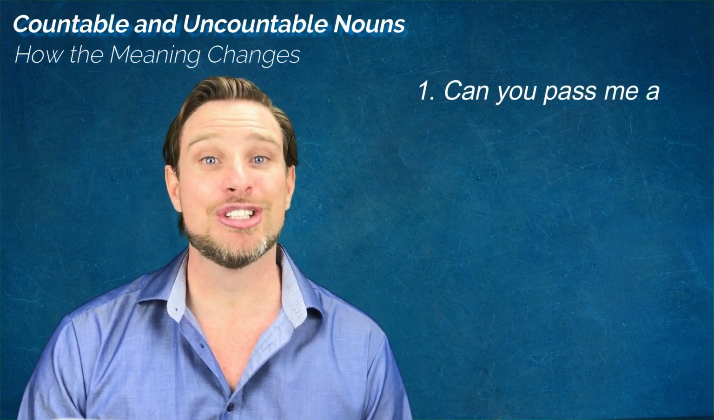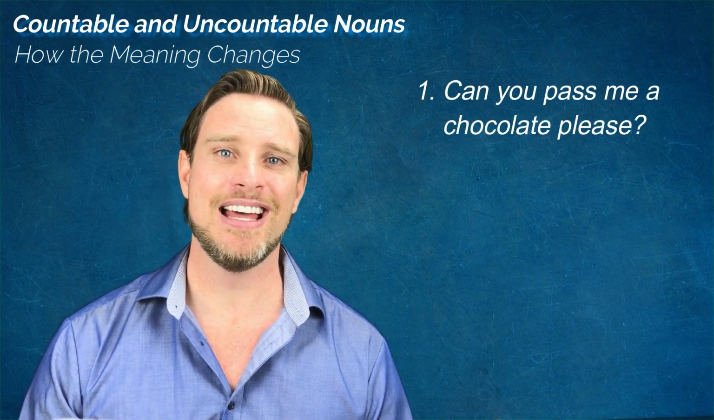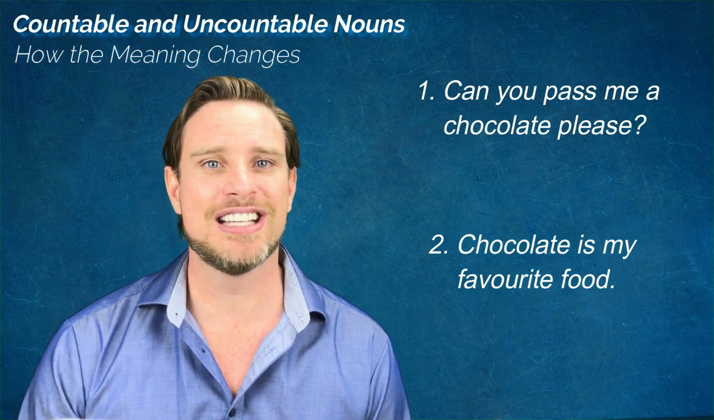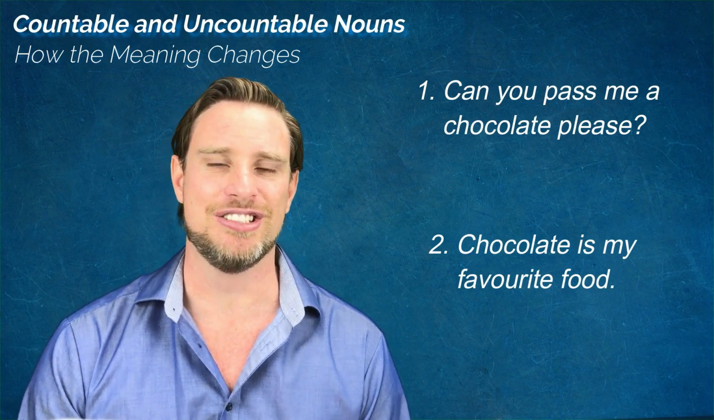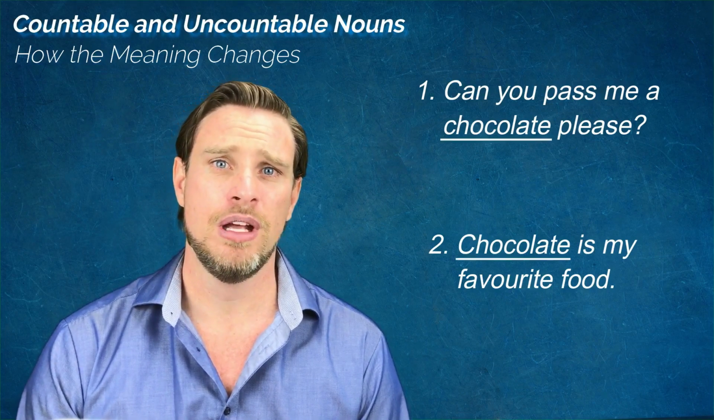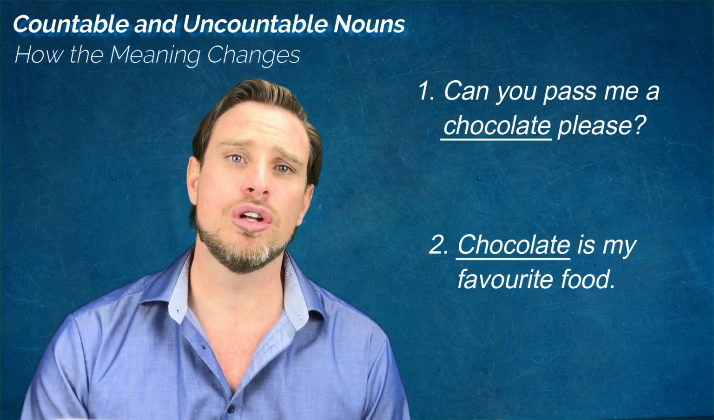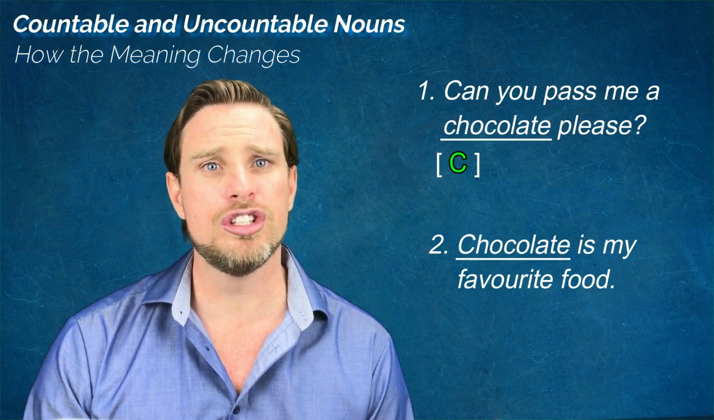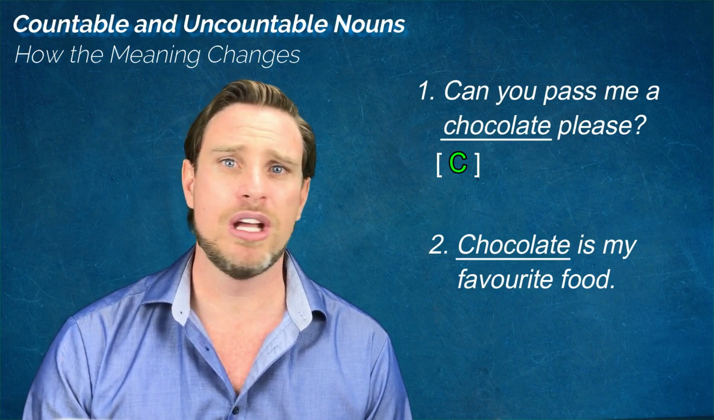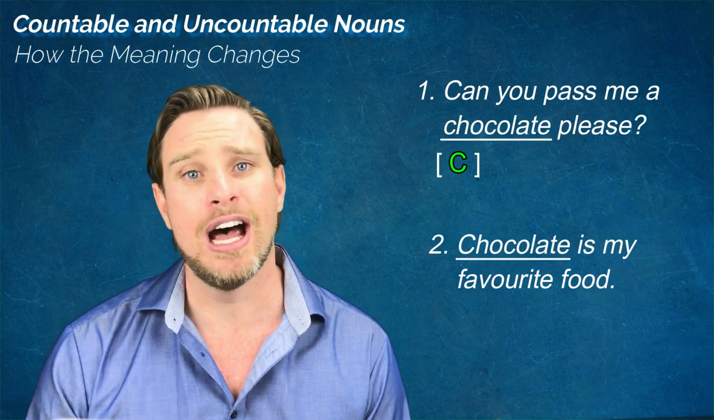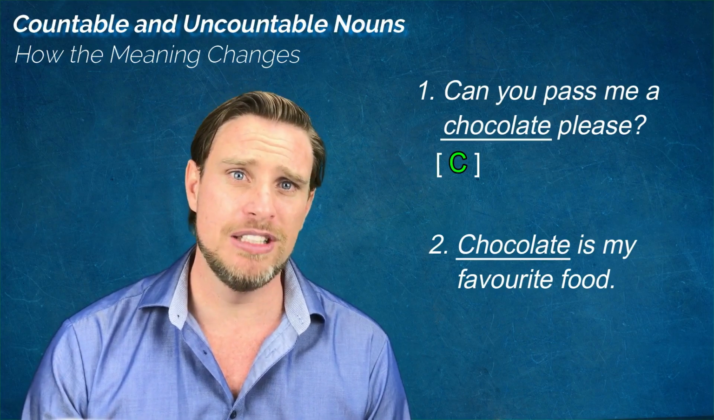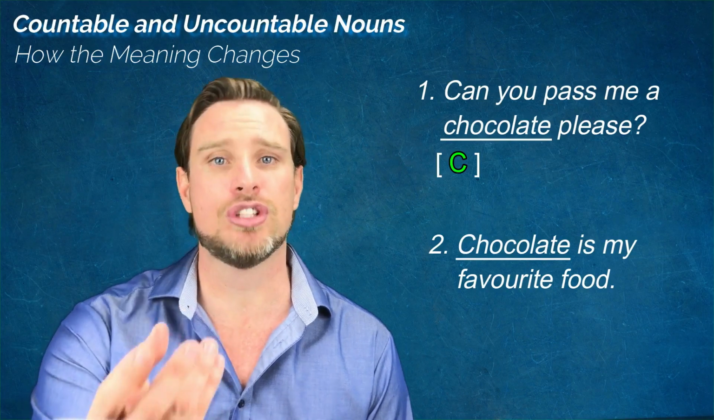Can you pass me a chocolate, please? And chocolate is my favorite food. So which is countable and how does the meaning change? So the noun is chocolate. And the first sentence, chocolate is countable. We know this because we have the article a before the noun, and we cannot use the singular articles a or an with uncountable nouns. And this just means, can you pass me a piece of chocolate?